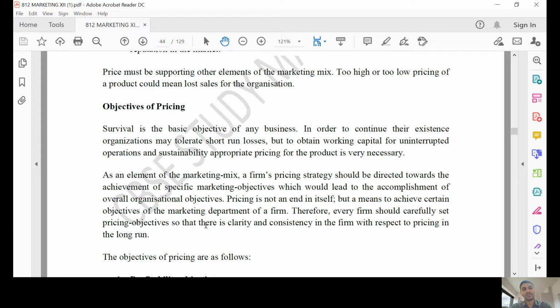So before fixing the price of the product, we should make sure that we are getting enough revenue. Utilizing that revenue, we can pay for our working capital and fixed capital, and also we will be able to survive in the market where cutthroat competition is happening.